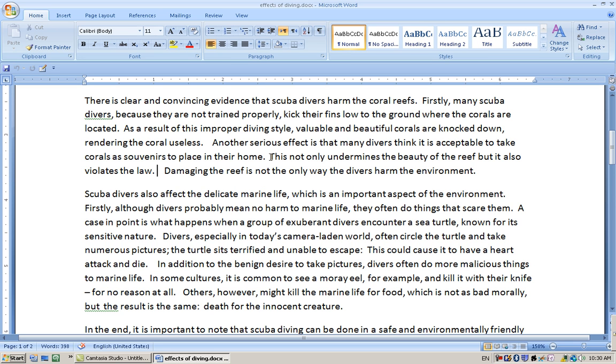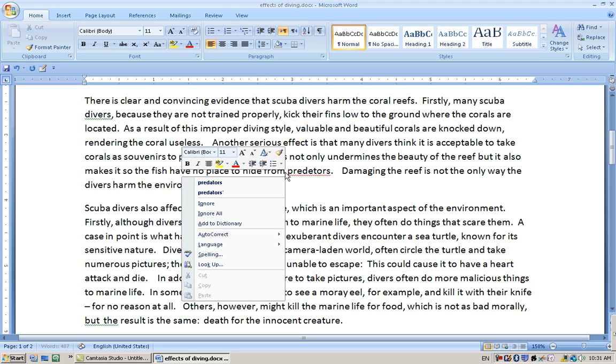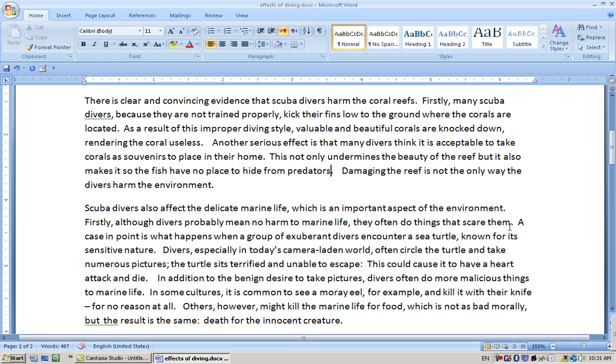I can say, many divers think it's acceptable to take corals as souvenirs to place in their home. This not only undermines the beauty of the coral reef, but it also violates the law. I could change this and say, it also makes it so the fish have no place to hide from predators. Predators are animals that kill other animals. So for example, a lot of fish need to hide inside the coral to get away from these predators. So let's see how that works.